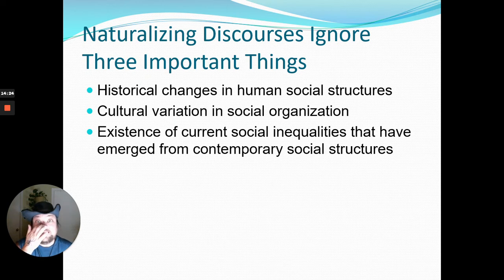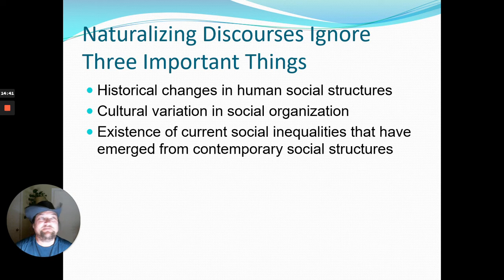So how does that relate to this topic of stratification? Well, societies that are heavily stratified often rely heavily on these naturalizing discourses to get people to think that this is the way that it is, and this is the way that it has to be, and it's the only way that it can be.